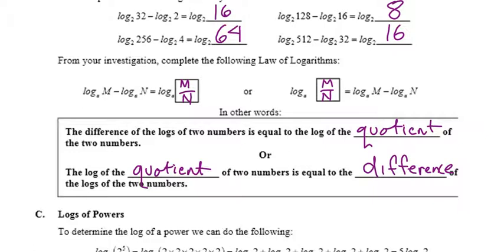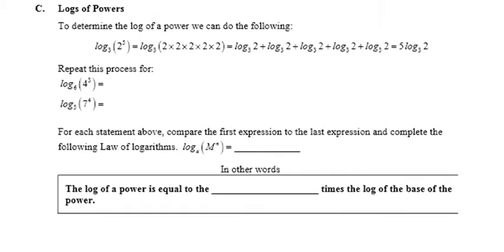Getting a difference. So when we have the difference between two logs, and a log is just an exponent, then when we take the difference between exponents, you think back to your exponent laws, then the operation I'm doing is dividing, right? Okay, last one. Logs of powers.